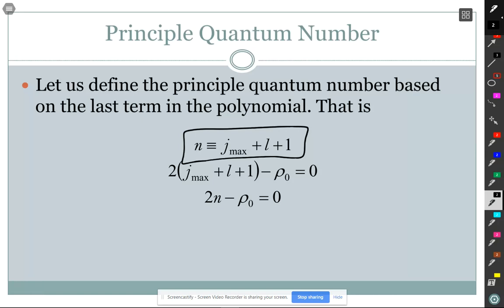N is our final quantum number. So what does n tell us fundamentally? It tells us the highest order term in our polynomial. But notice it's highest order term plus L plus 1. So it's not equal to the highest order term, but it tells us what it is. So that's our final quantum number. We'll pick up there next week.